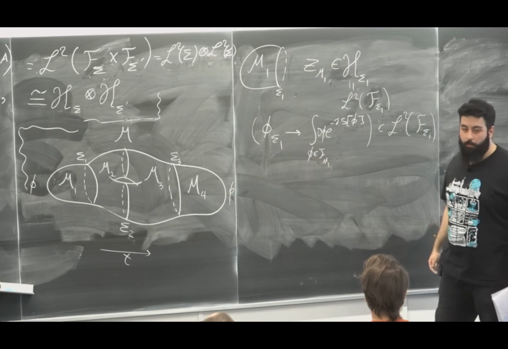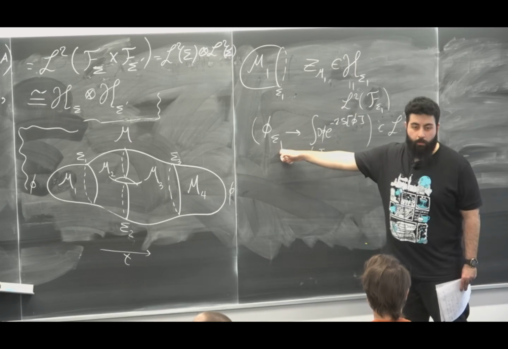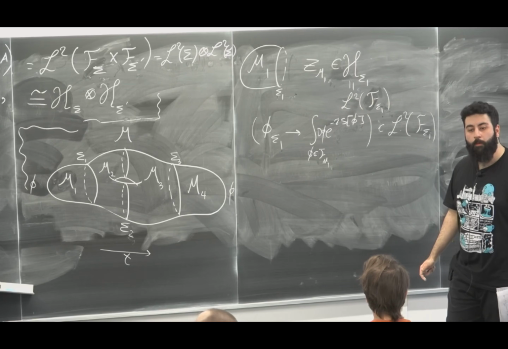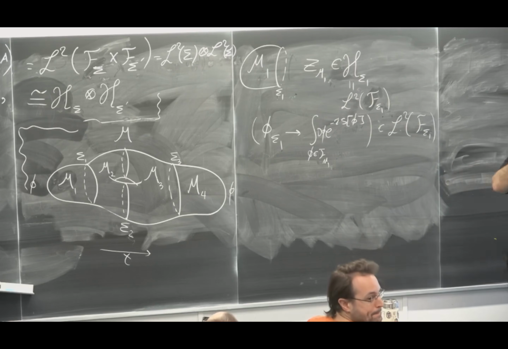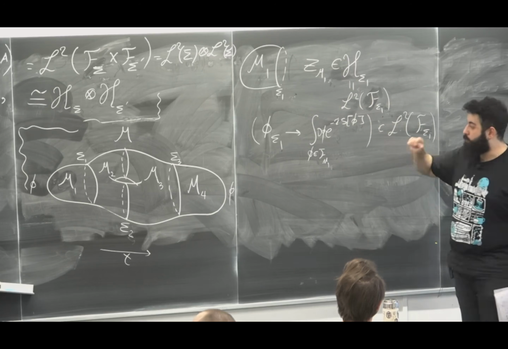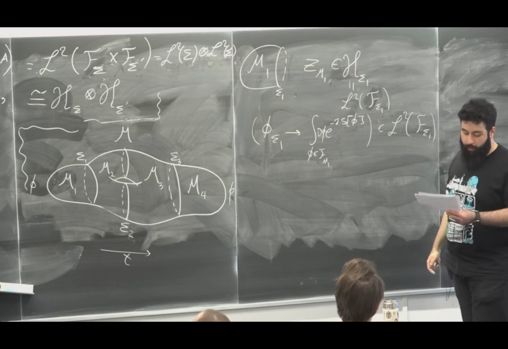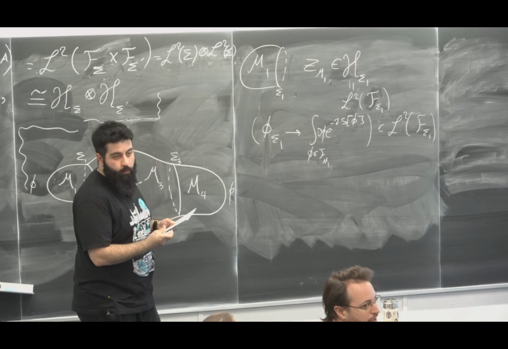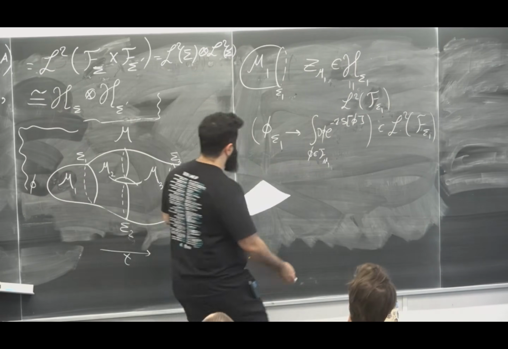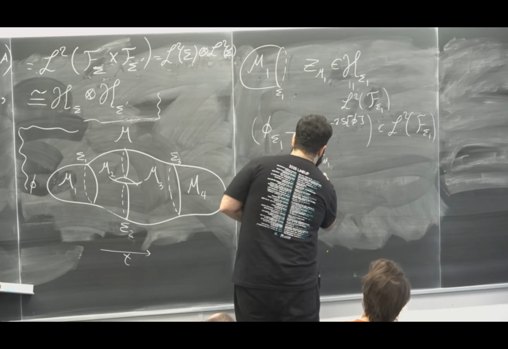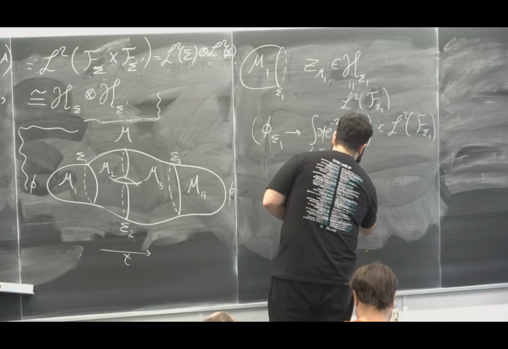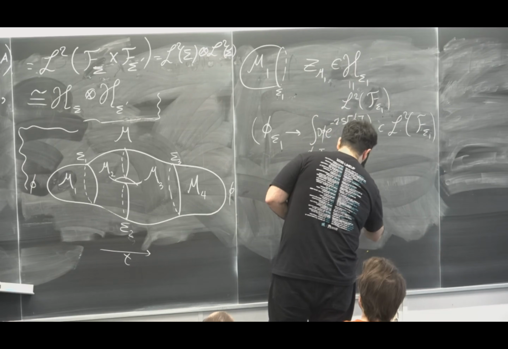So it takes the thing on the boundary. Yes, you have to restrict it to the boundary. I should write it down here, such that phi restricts to the boundary of the manifold, which is going to be just phi. We denote it like that.